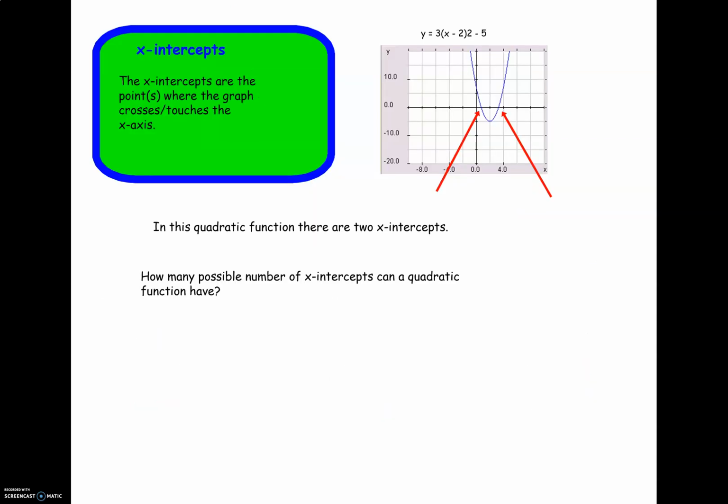Our x-intercepts are the points where the graph crosses or touches the x-axis. So here they are in this picture, here and here. In this quadratic function, there are 2 x-intercepts. How many possible x-intercepts can a quadratic function have? So go ahead, think about that for a moment. How many x-intercepts could a quadratic function have?